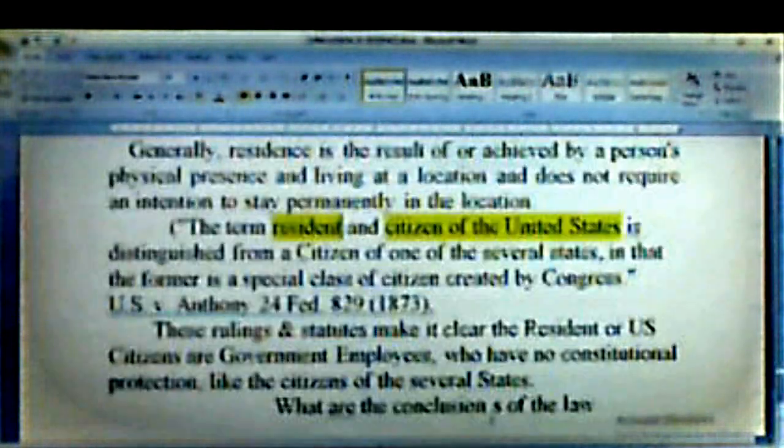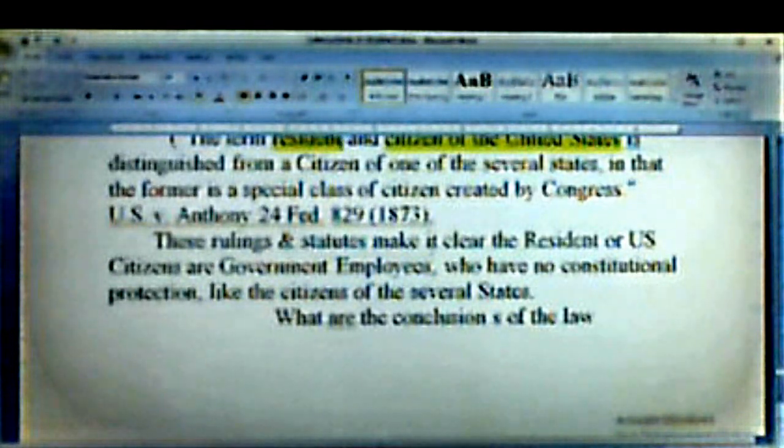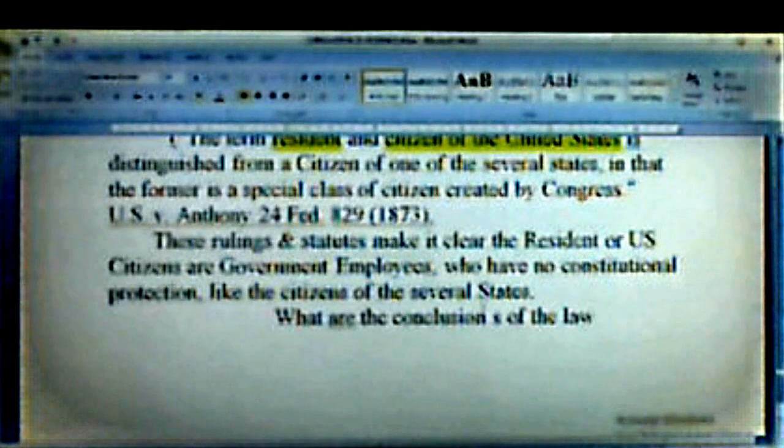Because all United States citizens are employees of the federal government, whether they are working in the state government or the federal government. Because they are all part of the federal national government, which if you go to my page, you will find out that you do not have to pay the income tax. It's a bald-faced lie, right? And it says these rulings and statutes make it clear the resident or U.S. citizens or government employees have no constitutional protections like the citizens of the several states.